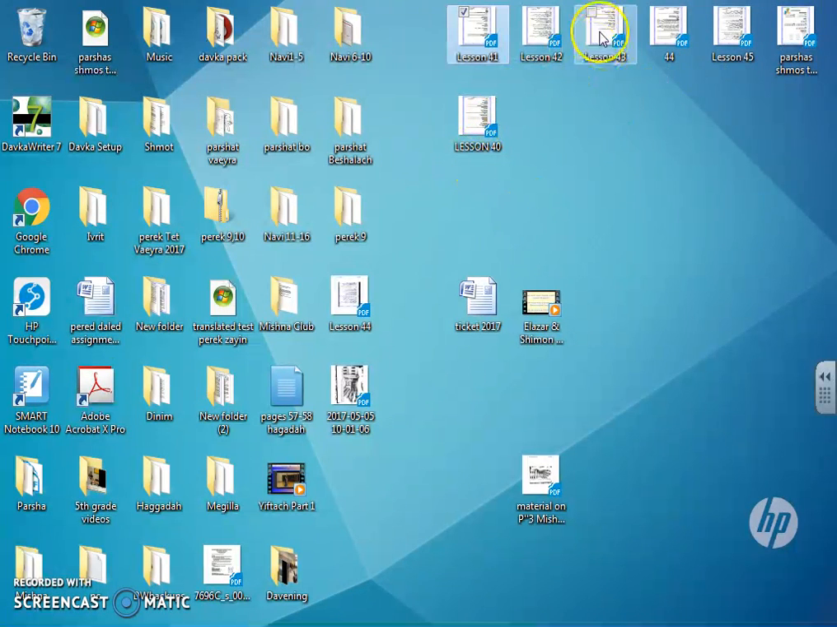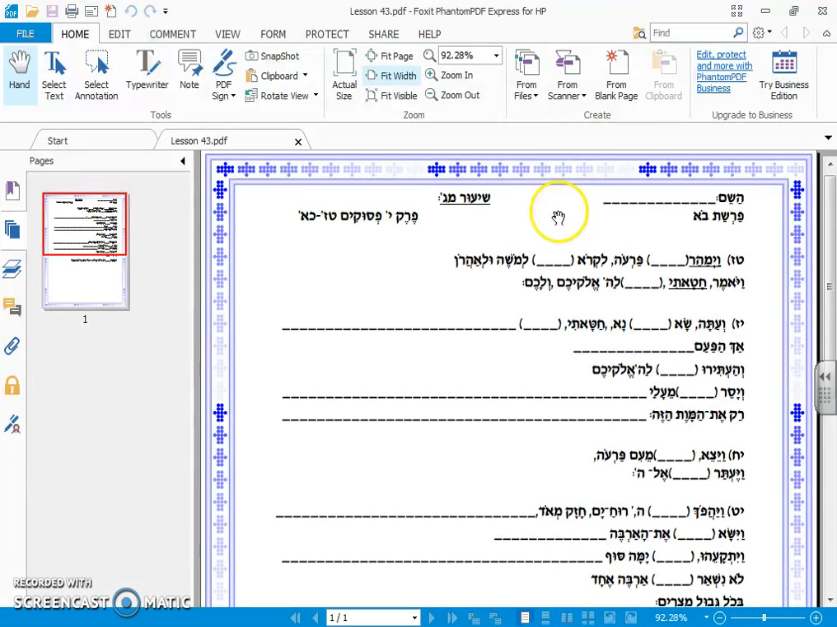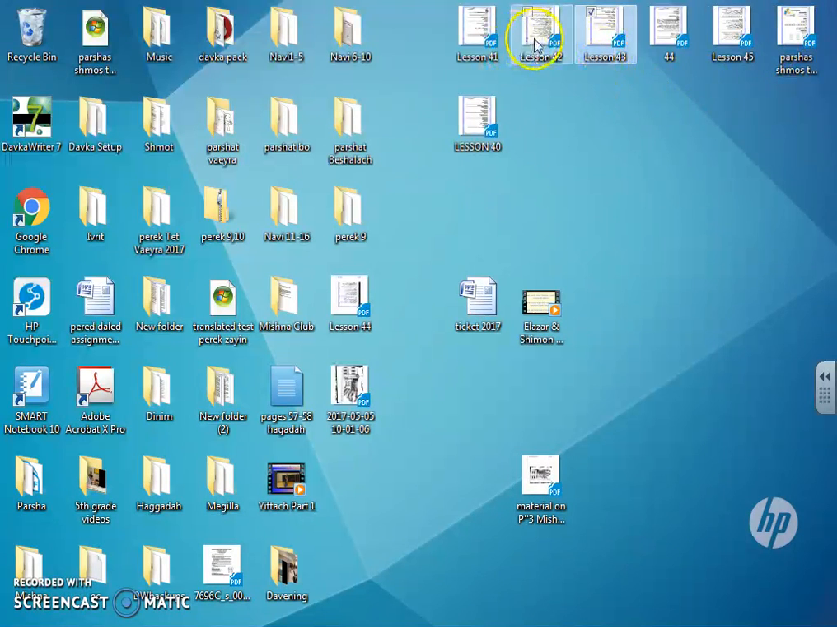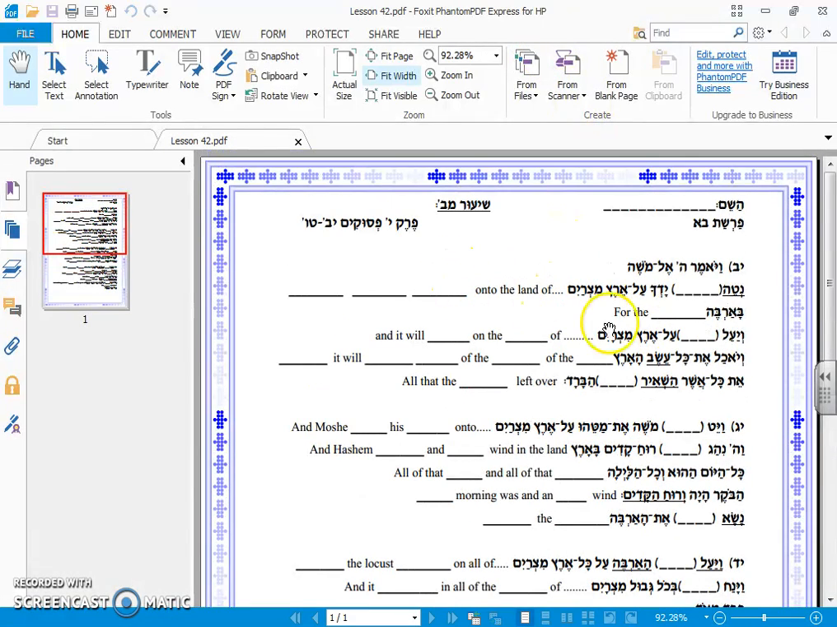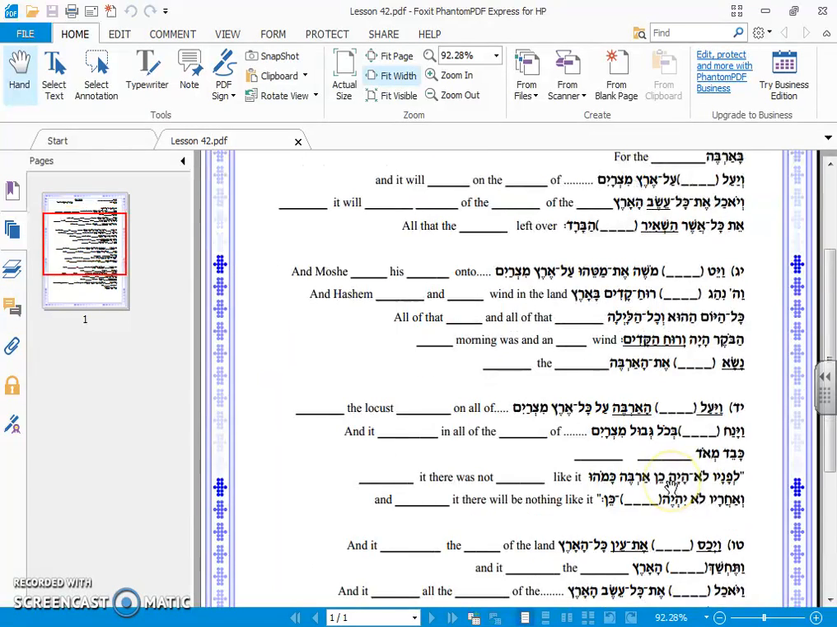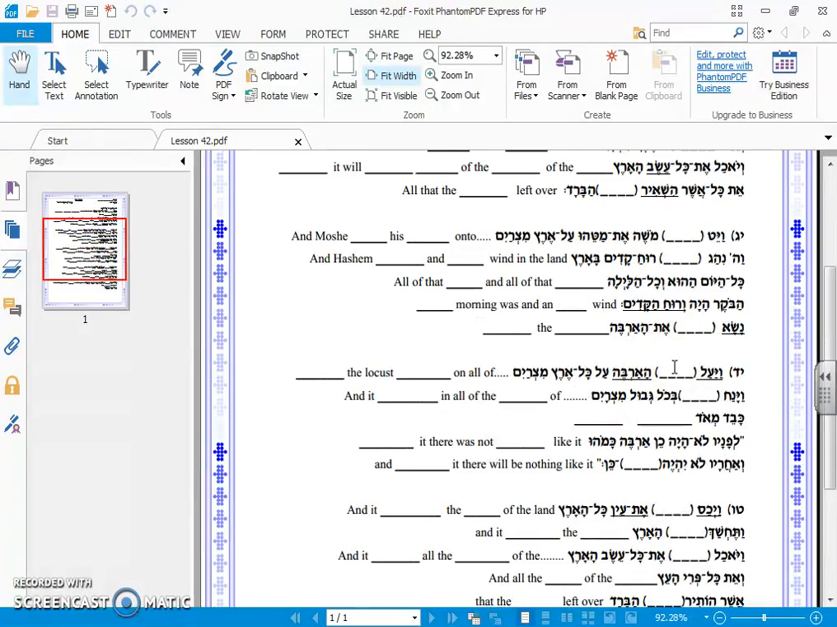We go on to lesson 43. Lesson 43, we're up to lesson 42. Lesson 42 is a fill-in-the-blank sheet. So that's the same style. That's how it's going to appear to them. They need to know each pasuk how to fill in the blanks and the shorashim.